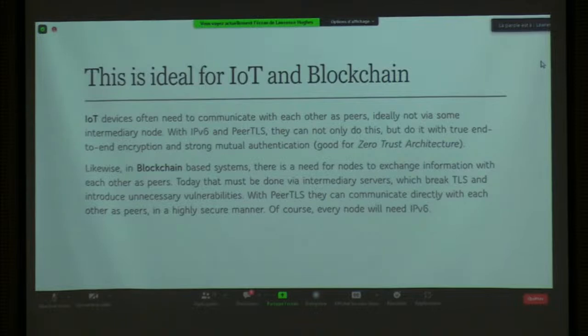In blockchain, again, typically an end user would not use this to connect into a blockchain cloud of servers, but the servers would use it to communicate securely between themselves. Right now, that's done with traditional TLS with all the attendant problems, and they have to communicate through intermediary servers, which introduces insecurities and or vulnerabilities and prevents true end-to-end encryption and mutual authentication. So this would be ideally suited to securing the messaging between the blockchain servers. Okay, now of course, every one of those nodes is going to need IPv6. And so that's the only real requirement. Once you've got that, you're good to go.